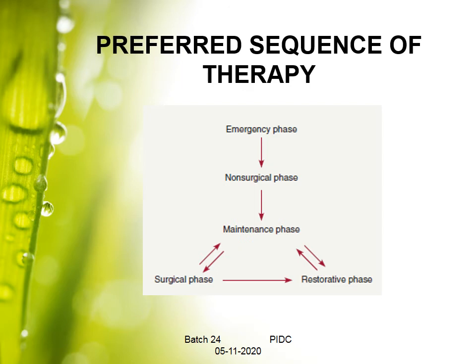The preferred sequence of therapy is this. Generally, when a patient comes to you, if he is having any emergency, you treat that first and then put the patient into the non-surgical phase. Once the non-surgical phase is over, you put the patient into the maintenance phase. After this, you put the patient into the surgical phase, then into the restorative phase. You can see very well that this order has to be followed correctly, and the maintenance phase is always the heart of your treatment.